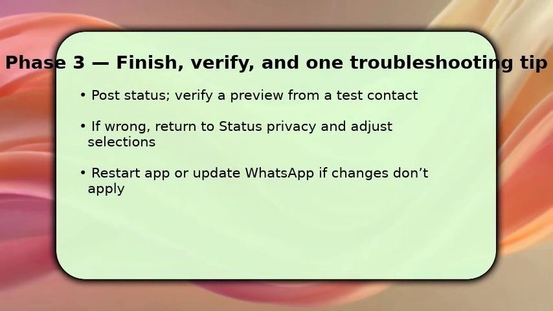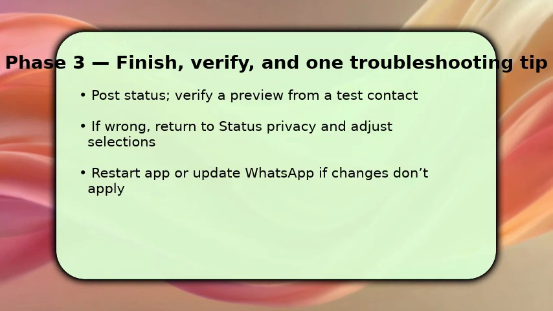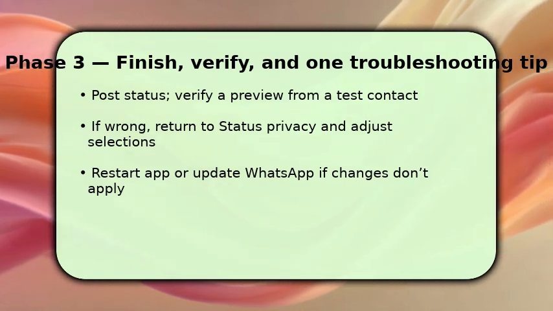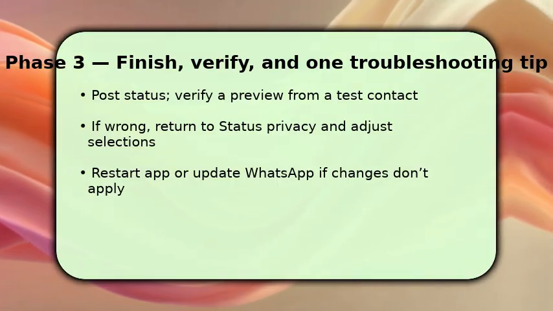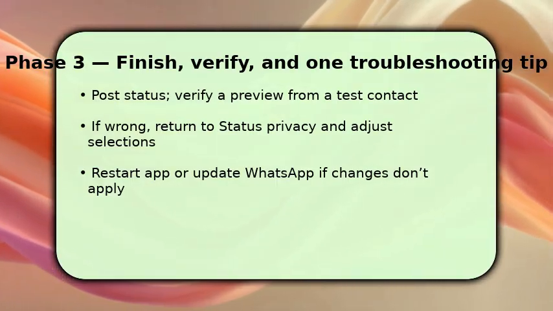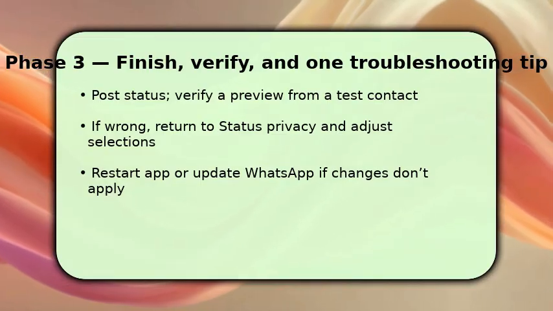Now post your status and immediately verify visibility. Use a test contact or ask a friend to confirm they see or don't see it. If visibility is incorrect, go back to Status Privacy and correct exclusions or the Only Share With list. Make sure to press Save.